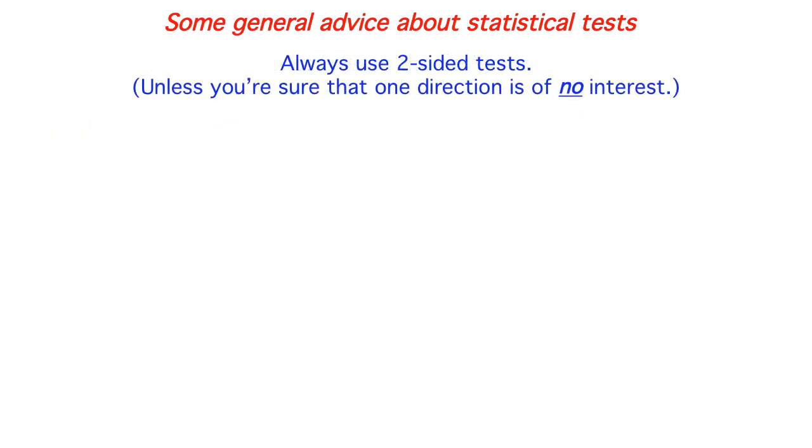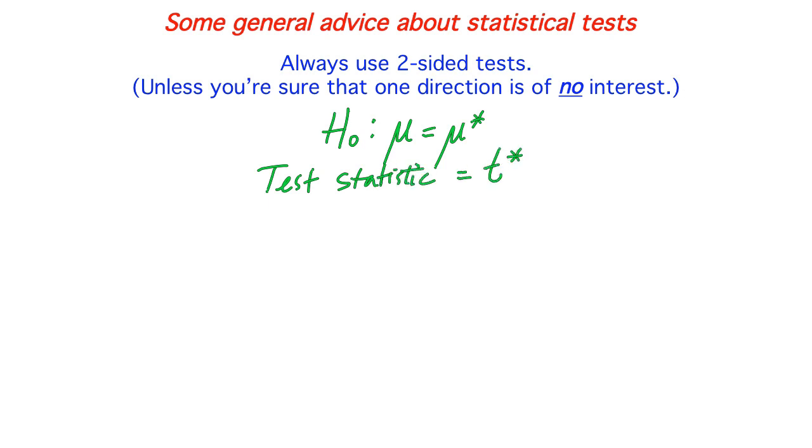Our next piece of advice: always use two-sided tests. Okay, not always, but unless you're really sure a priori that you're only interested in one direction and that other direction is of no interest whatsoever, then you should use a two-sided test. Here's why. Imagine we're testing a mean. So let's say our null hypothesis is that the mean mu is equal to some value. We'll call it mu star. And we calculate our test statistic and we get some value. We'll call it t star.